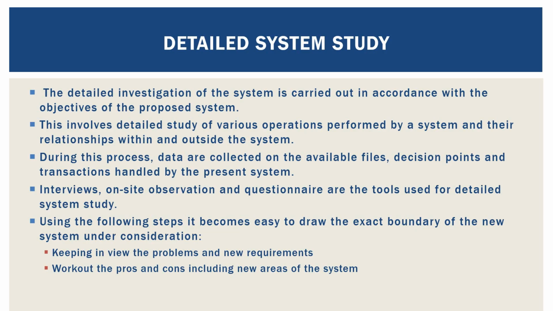Now we go on to what we call a detailed system study. We have carried out a bit of our feasibility study. We have actually defined our problem. So the detailed system study is an investigation of the system, which is carried out in accordance with the objectives of the proposed system. It's more like a validation and verification process. We have defined the problem, we have initiated, we have made our proposal, it has been accepted, and we have carried out a bit of feasibility.